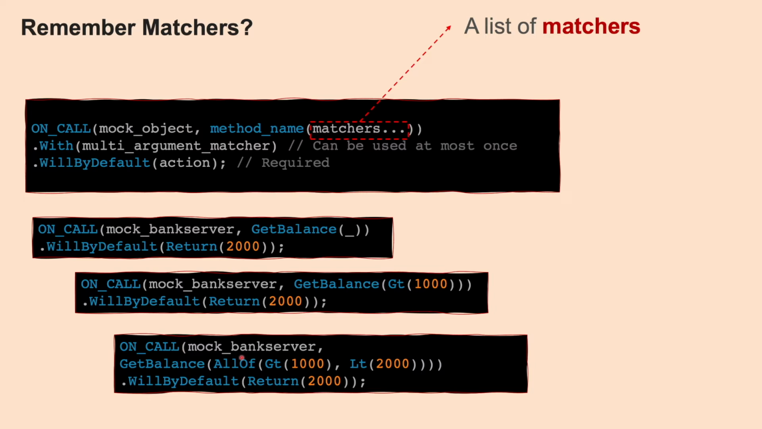Here is another example. Using matchers, we are specifying that if getBalance was called with a value that is greater than 1000 and less than 2000, remember allOf is a matcher which forces these two matchers to be simultaneously satisfied.